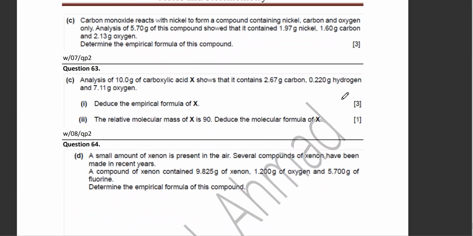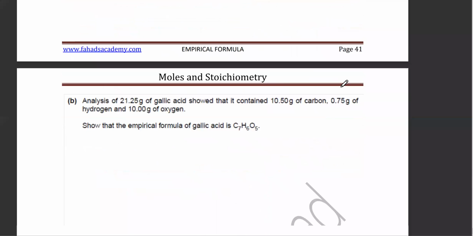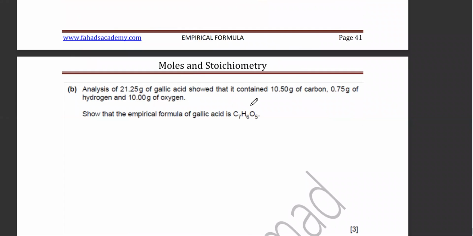Just a second. Other questions will be easier. Okay, sometimes what would happen with questions like these is that when you're calculating the empirical formula, you will not get the right ratio, a whole number ratio. For example, let's do this one, it also has the same 3 things.